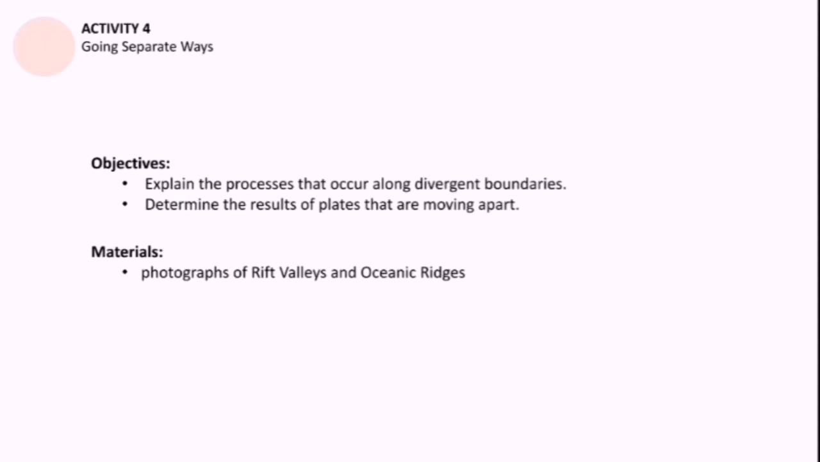The last part is Activity number 4, which is Going Separate Ways. The objectives for this activity are as follows. The first one, explain the processes that occur along divergent boundaries. The next one is determine the results of plates that are moving apart. Moving apart means that we are no longer talking about converging plate boundaries. We are already moving to the divergent plate boundaries, the second type of plate movement.